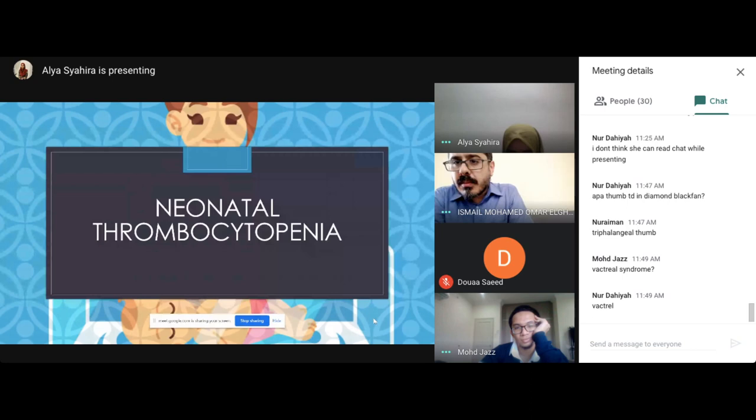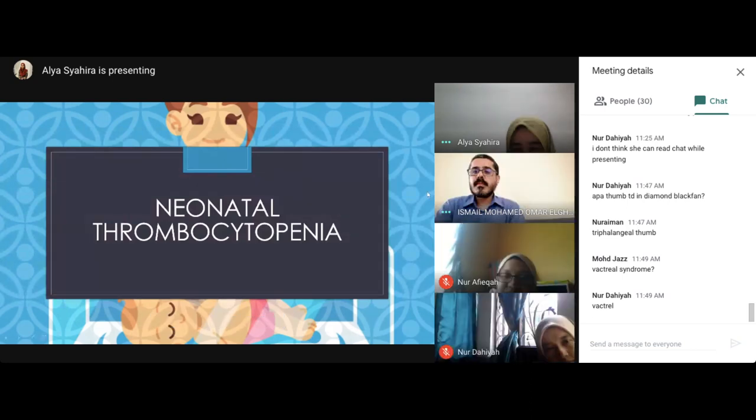My name is Alia Shahira binti Shahruddin. Today I will present to you about neonatal thrombocytopenia. First, by definition, thrombocytopenia means when the platelet count is less than 150 times 10 to the power of 9 per liter. In neonates it can be classified into mild, moderate, and severe. Mild is 100 to 150, moderate is 50 to 100, and severe is when the platelet count is less than 50,000. Platelet is a non-nuclear cell involved in primary hemostasis.